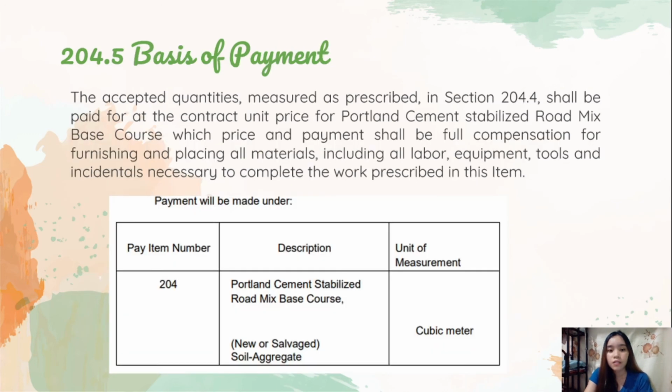So the basis of payment is same lang din siya sa mga previous na item. Ang kalainan lang nila is ang description. So ang description na dire is Portland cement stabilized road mix base course, new or salvage soil aggregate. Unit of measurement is cubic meter.